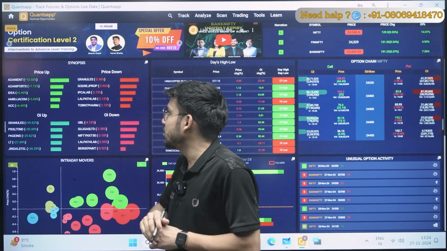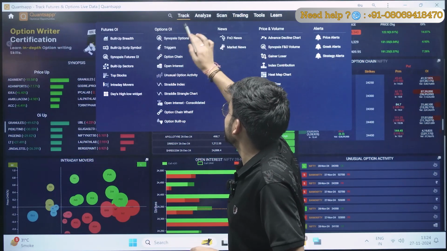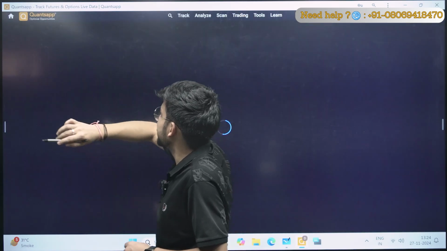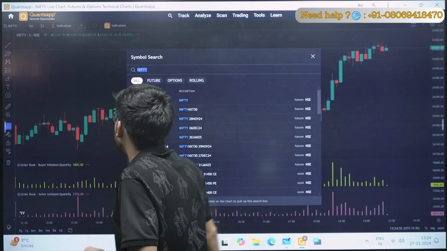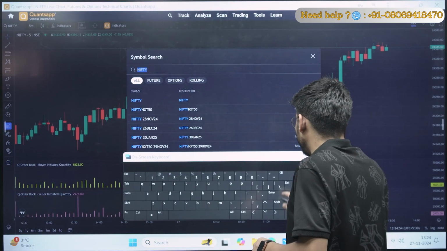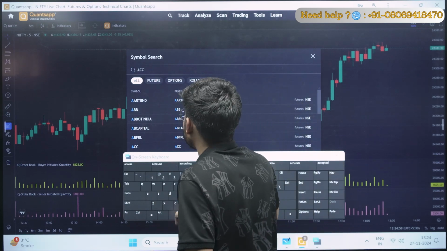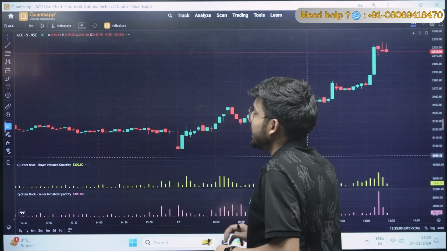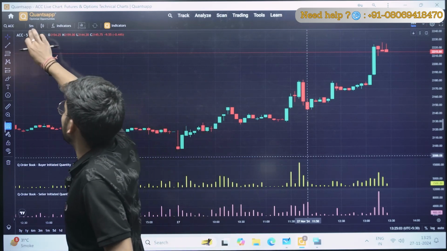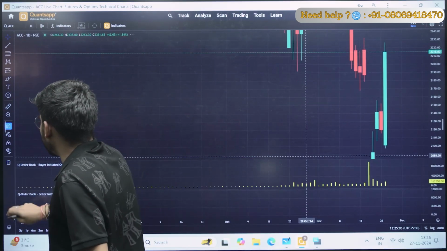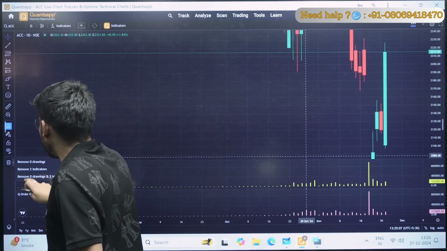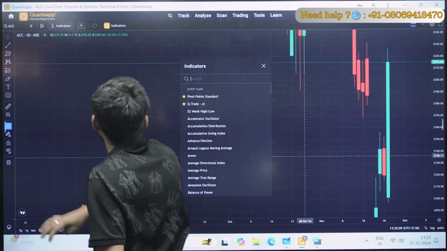So for ACC, I will just directly choose ACC here in the track section, charts, trade and order, okay. And instead of Nifty, I will apply ACC here. Again, I'll be following the same procedure. First of all, I will change the time frame to 1 day, removing the remaining indicators, okay. After that, I will be applying the MACD here.